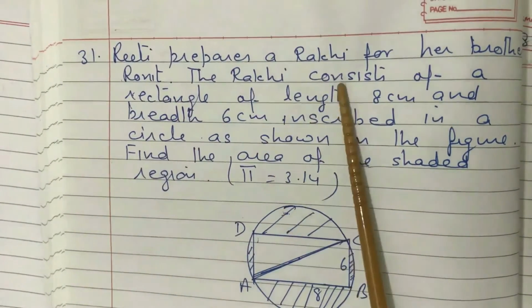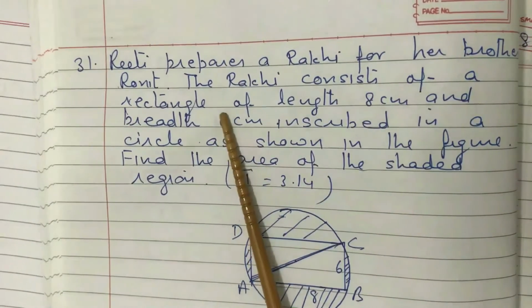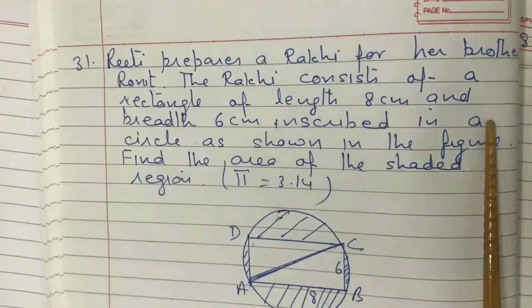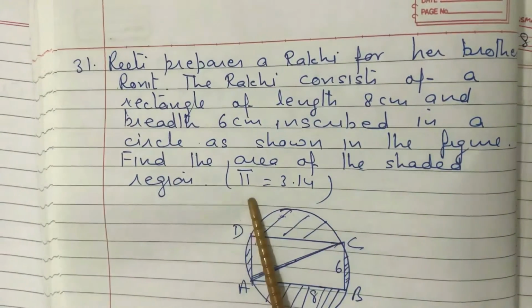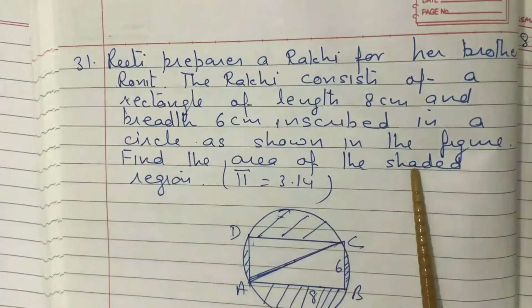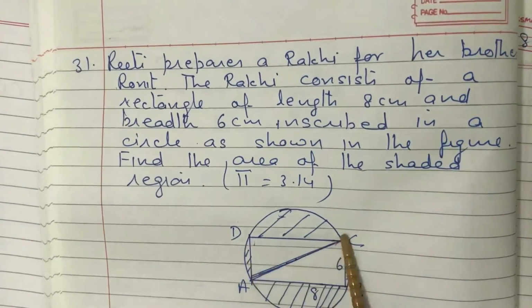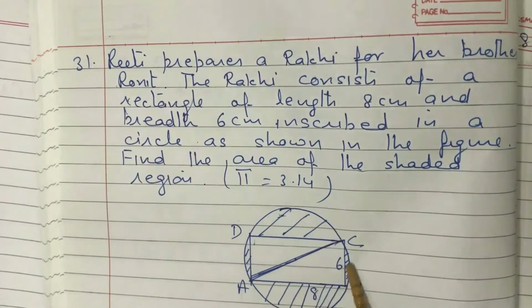Now 31st question. Riti prepares a Rakhi for her brother Ronit. The Rakhi consists of a rectangle of length 8 cm and breadth 6 cm inscribed in a circle as shown in the figure. Find the area of the shaded region. Take the value of pi as 3.14. Now this is the Rakhi and there is a rectangle in between it. And we are to find the area of this shaded portion.